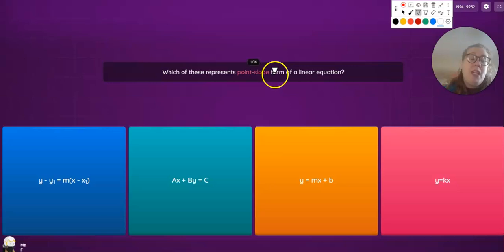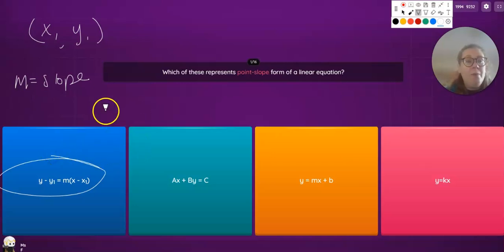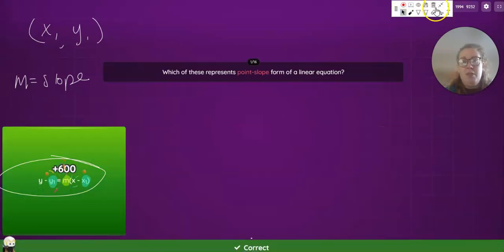The form that we're going to be using a lot in this lesson is our point slope form. And of these four, which one is the point slope form? When we are using point slope form, we're plugging in a point and we're plugging in our slope. So this equation here is the point slope form. We can see here's our point that we plug in, and here is our slope. Beautiful.